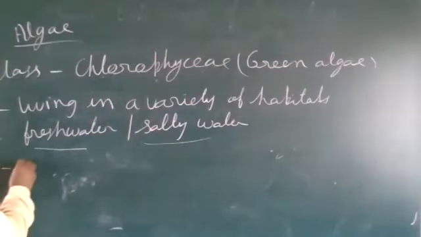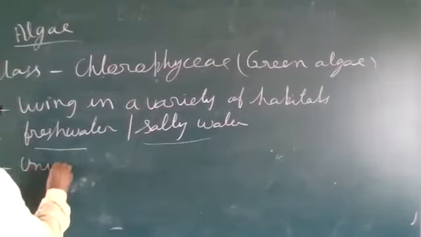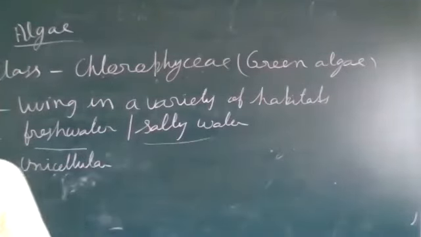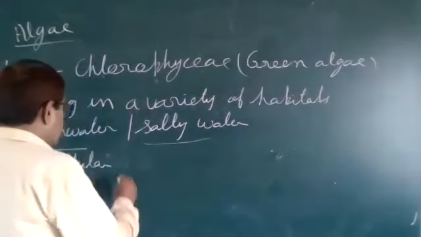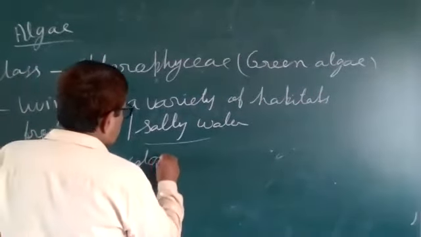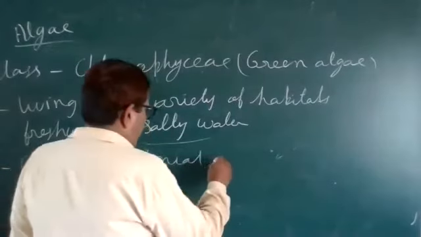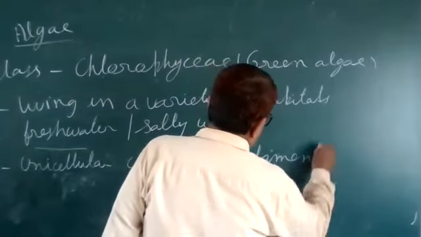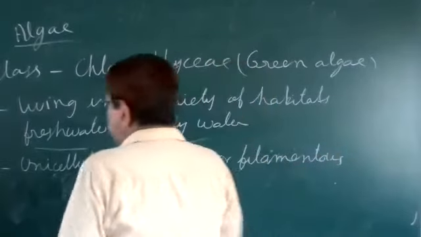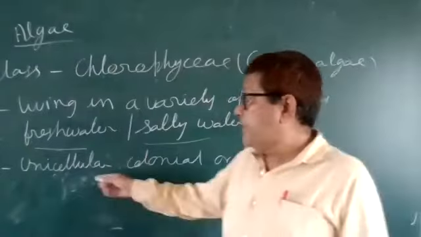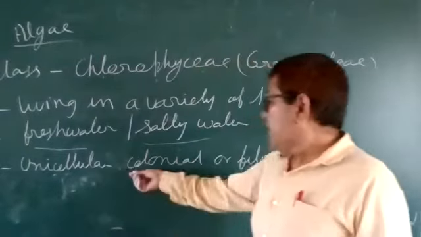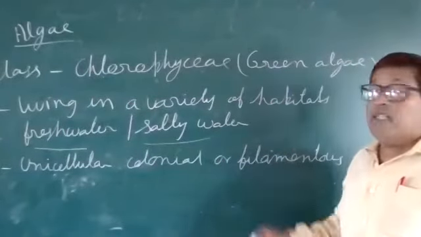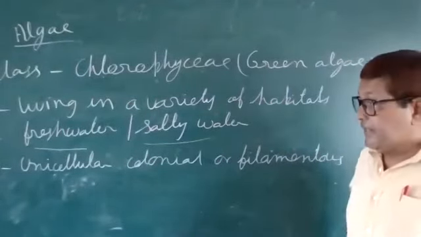What are the forms? Unicellular, colonial or filamentous? These are different shapes of the body. Some may be unicellular, and some colonial or filamentous. These are the different forms of algae.